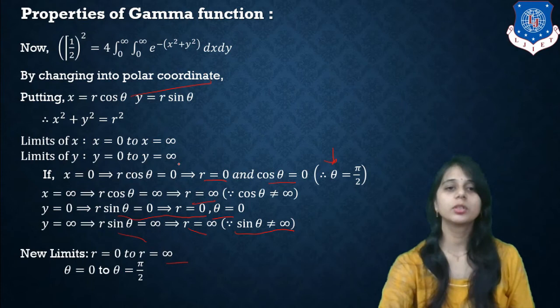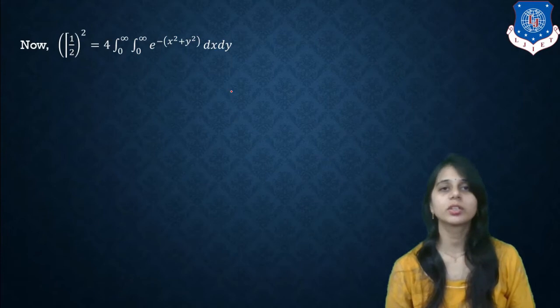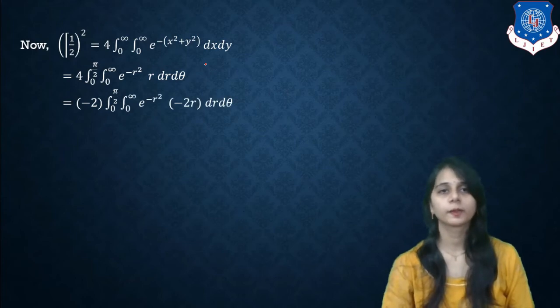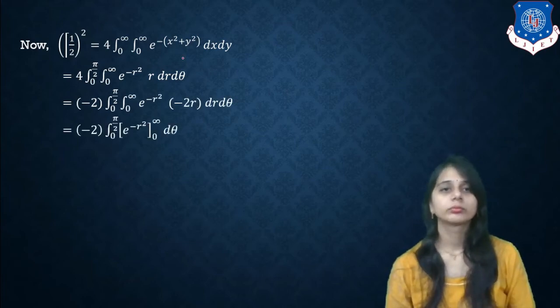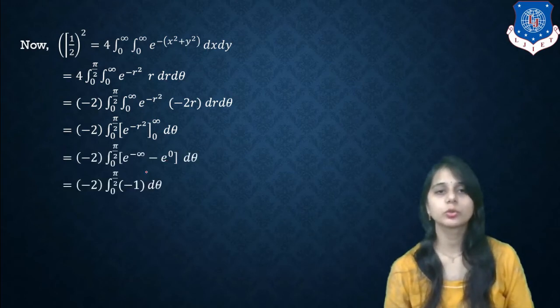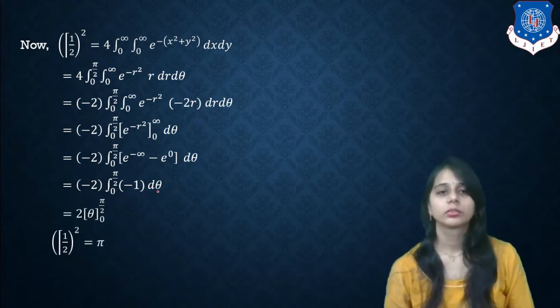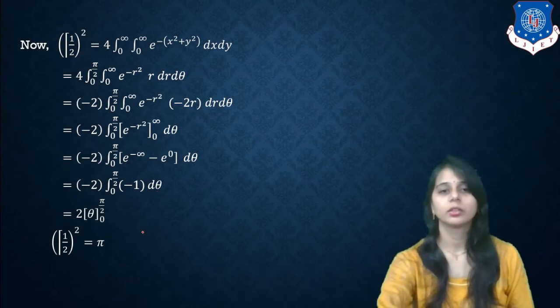Put the value and the limit into this: 0 to infinity e raised to minus x square minus y square dx dy. We are converting into polar form. So we get minus 2, 0 to pi by 2, 0 to infinity e raised to minus r square times minus 2r dr d theta. Integrate this, e raised to minus r square from 0 to infinity, d theta. So the answer is minus 2, 0 to pi by 2, minus 1 d theta. Now put the value of the upper limit and lower limit. We get the answer pi.